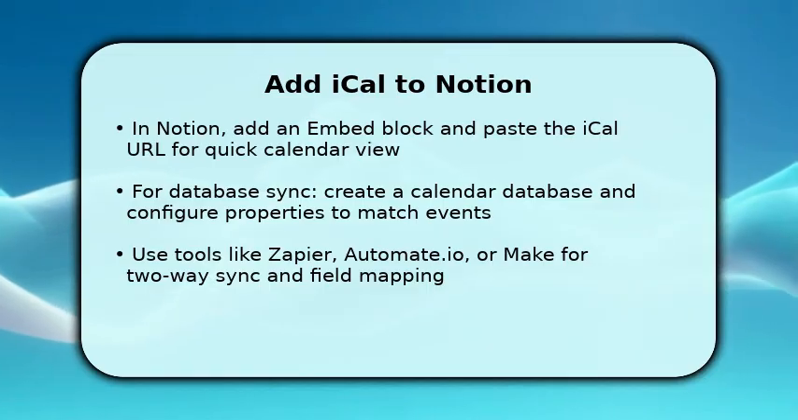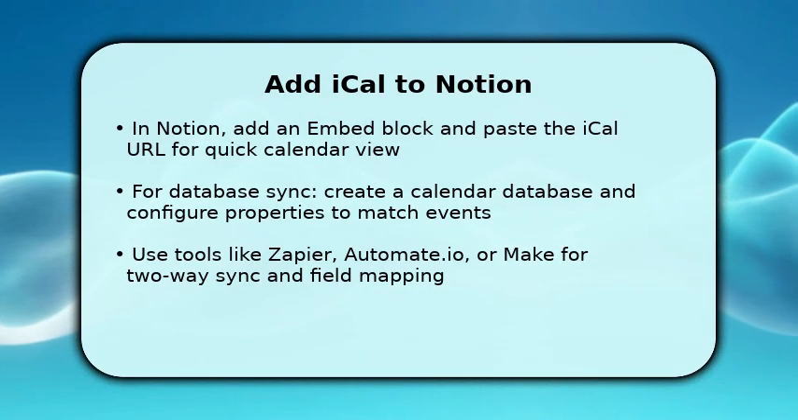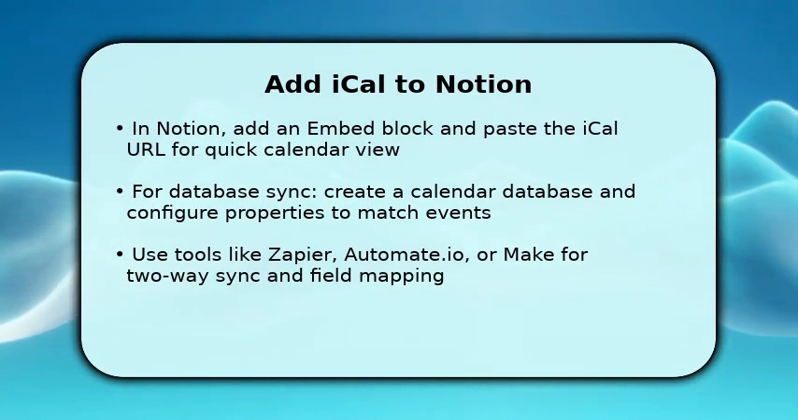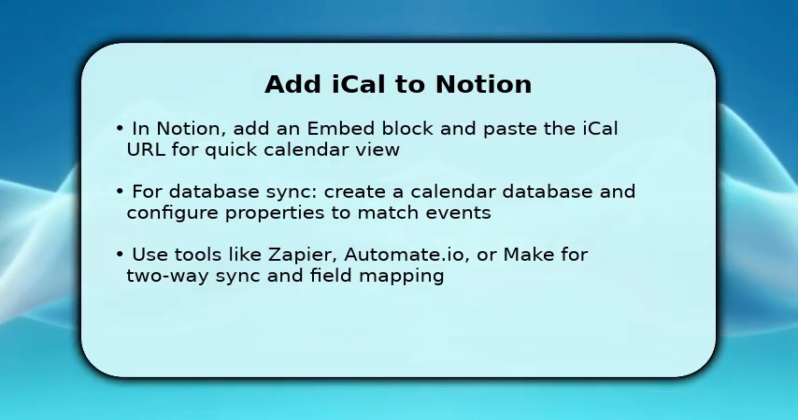To push changes back to Apple Calendar, set up a third-party automation. Authenticate both accounts, map fields between Notion and Apple Calendar, and schedule triggers. Make sure you test a single event first to verify correct mapping and timing.